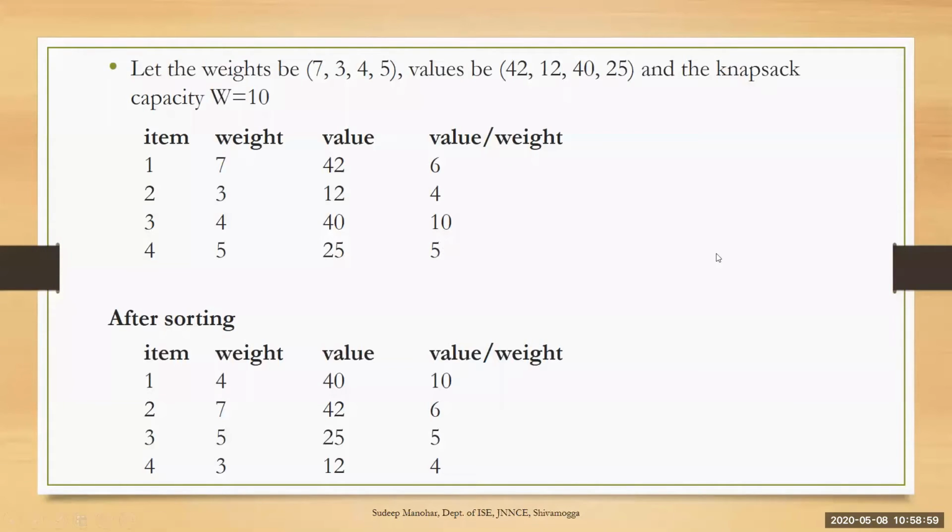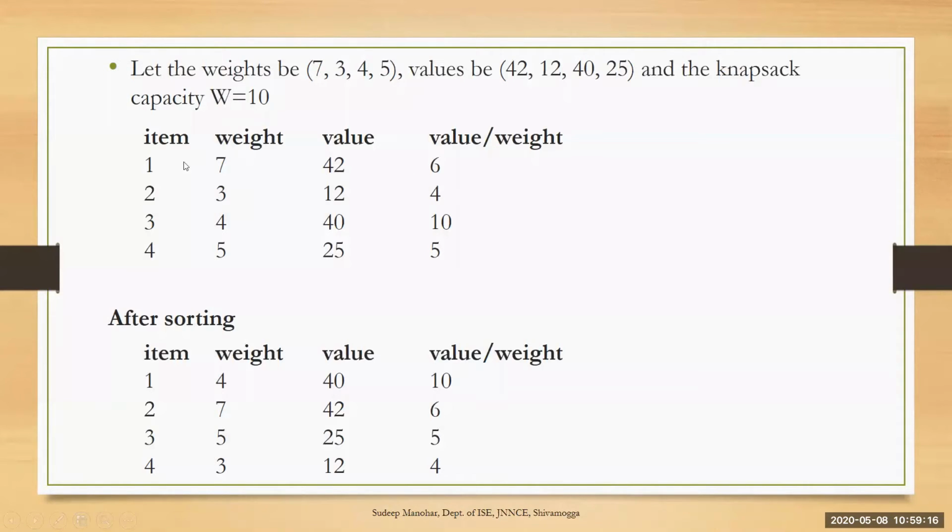So this is the question given. The weights W1, W2, W3 and W4 are 7, 3, 4 and 5. Values V1, V2, V3 and V4 are 42, 12, 40 and 25. Knapsack capacity is 10. Capital W is 10.